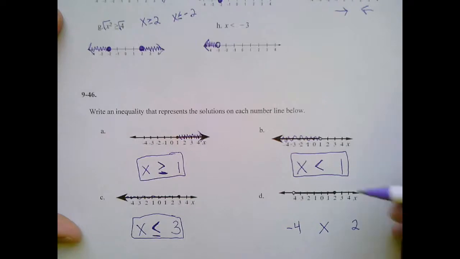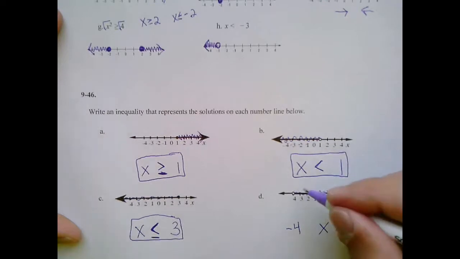Now what can you tell me about +2? Well, we're shading to the left of it, so that means I'm shading things that are less than it. Could it be equal? Yes, because we have a closed circle. So in this case, you could say x is less than or equal to +2. But at the same time, notice it doesn't go forever to the left. It does stop at -4. Looks like from -4, we're shading to the right.